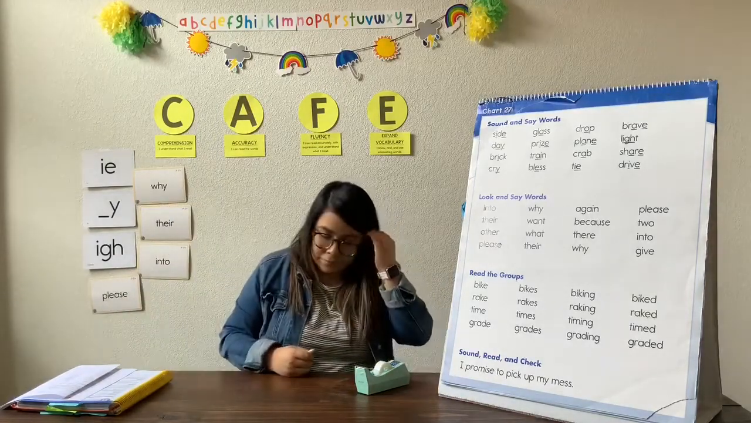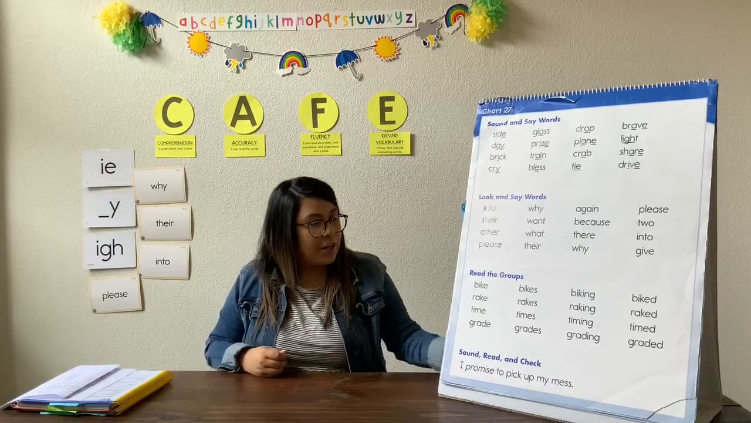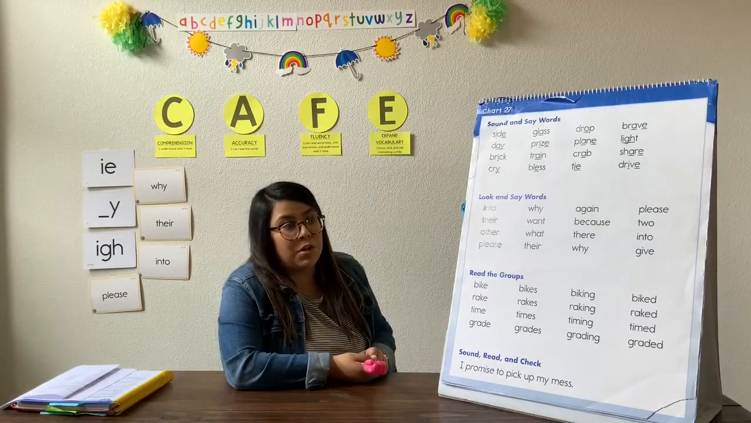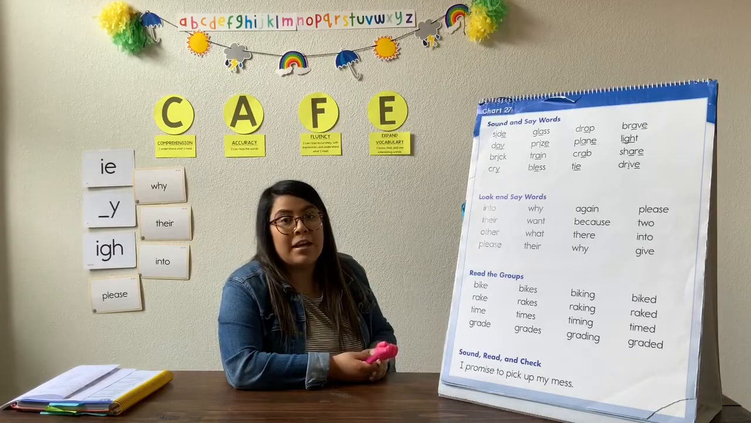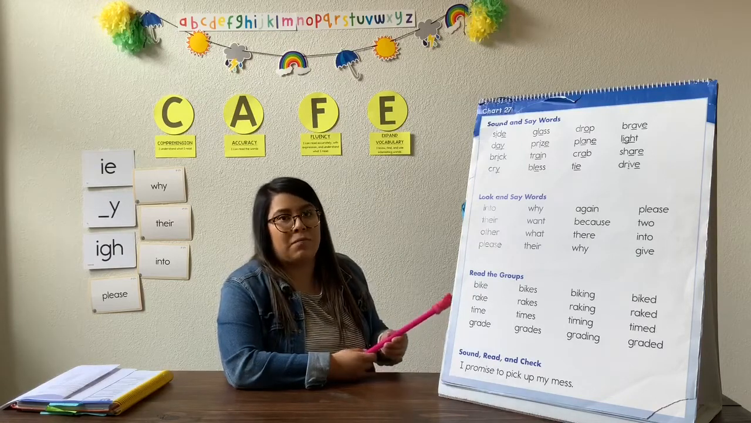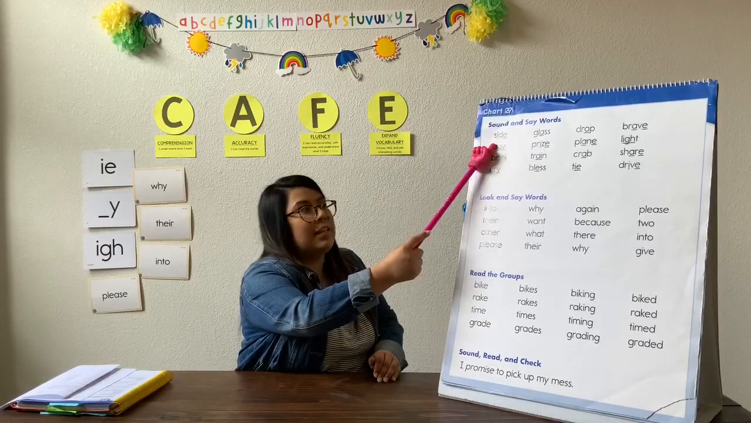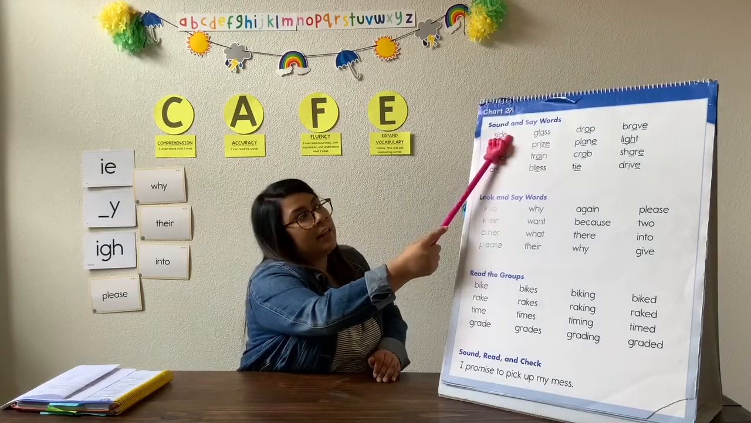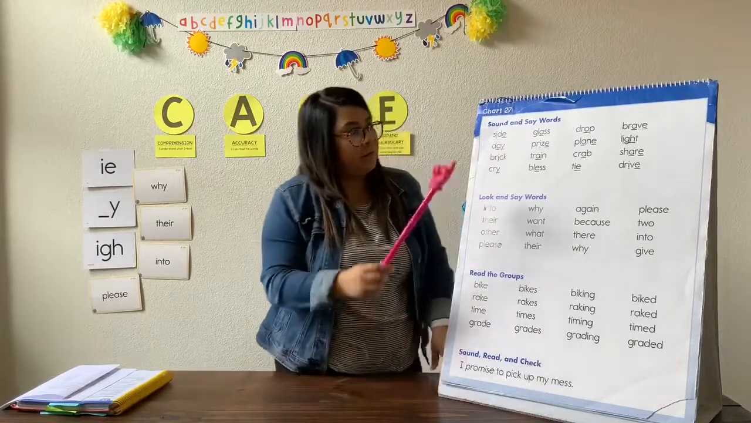All right, so we are now going to move on to our chart, and we are going to do our sound and say words. Our sound and say words, I am going to model for you how we're going to practice this routine, and then you're going to do it with me, all right? When I tap, you are going to say the sound, I. When I slide, you're going to say the word, side. Here we go.